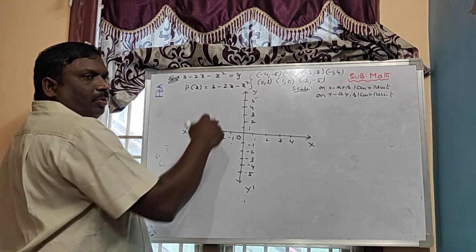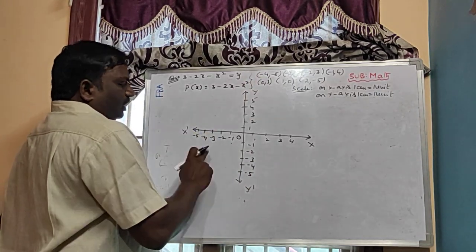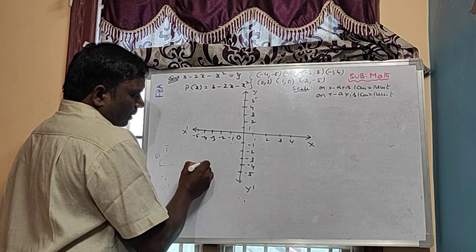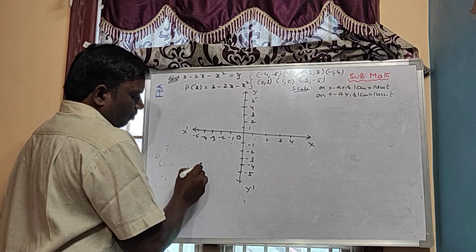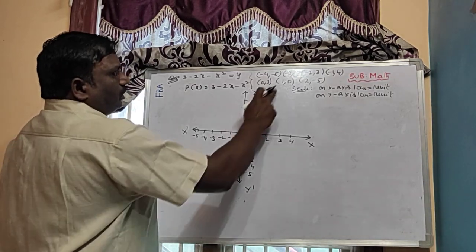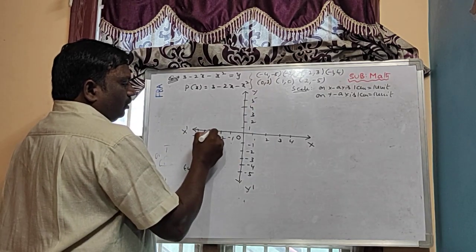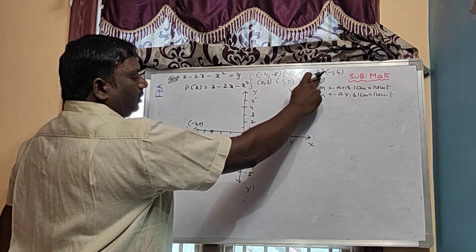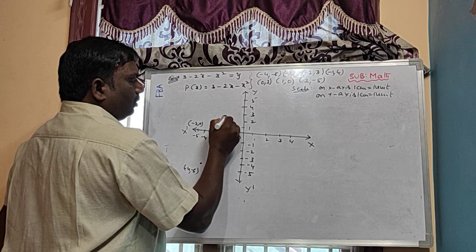So now plot the points. So minus 4 comma minus 5: minus 4, and this is minus 5 here. Note down the point also. Okay, next minus 3 comma 0 here, minus 3 comma 0. Next minus 2 comma 3, minus 2 comma 3 here.